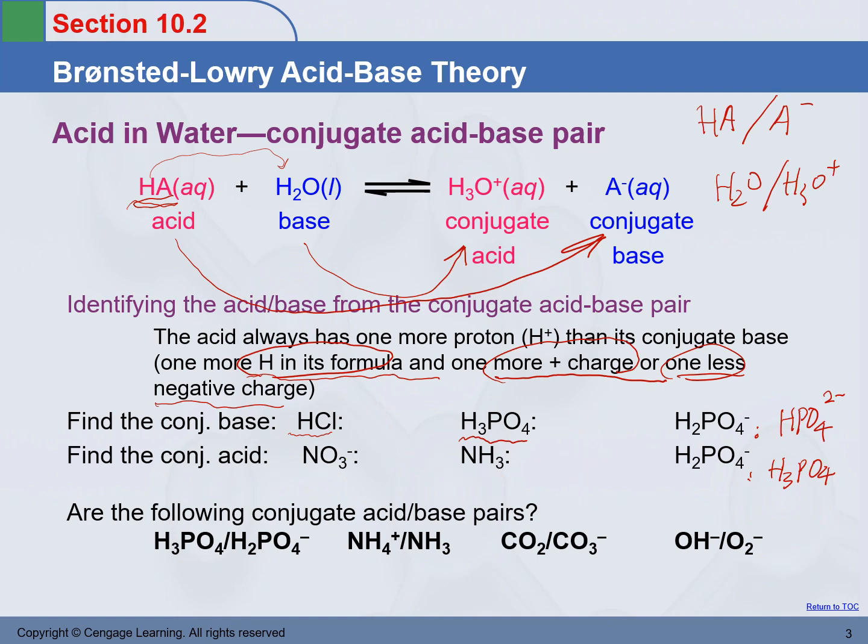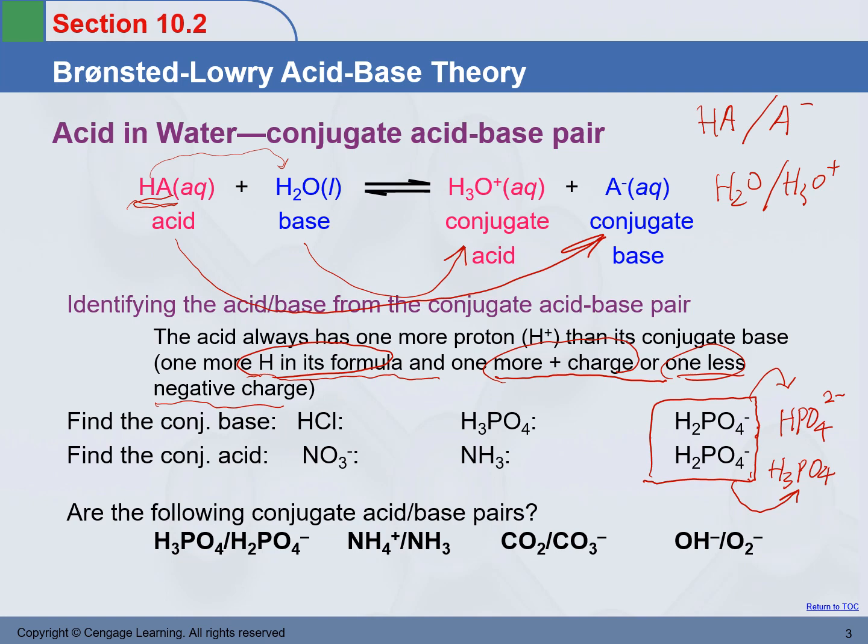Wait a minute. Let's look at this one. Oh, H2PO4 negative. In the first practice, we realized that it has a conjugate base. In the second practice, we see that it has a conjugate acid. So a chemical species can have both a conjugate acid and a conjugate base.